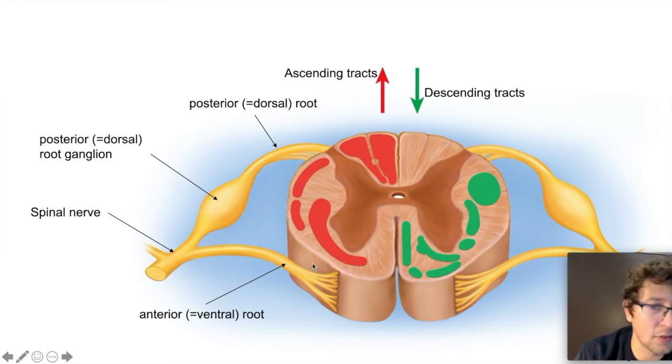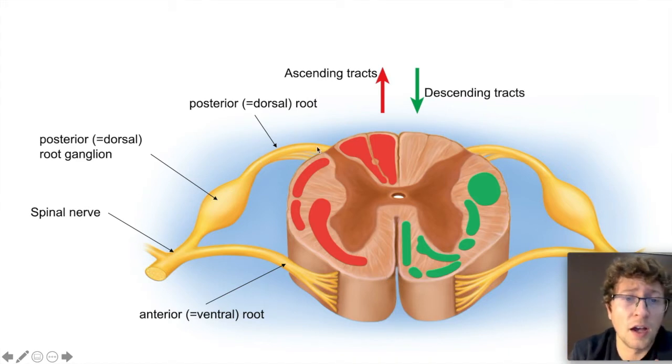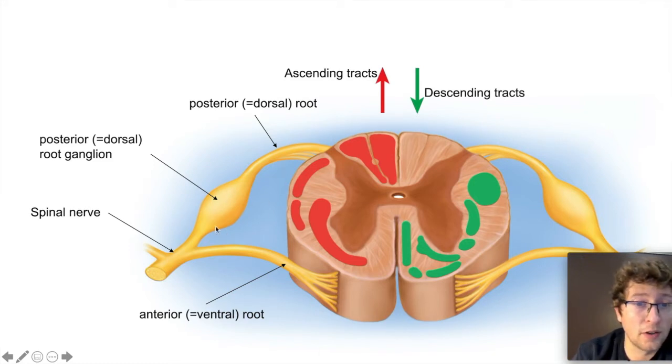So here we have just the standard spinal cord. Attached to that spinal cord are two types of roots. There is the anterior or ventral root on the anterior side, because we have our anterior median fissure right here representing the front. Then we have our posterior or dorsal root in the back. So we have our posterior root ganglion representing the posterior side, and then the posterior root going in the back of the spinal cord.